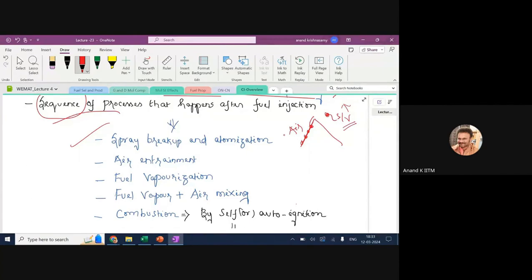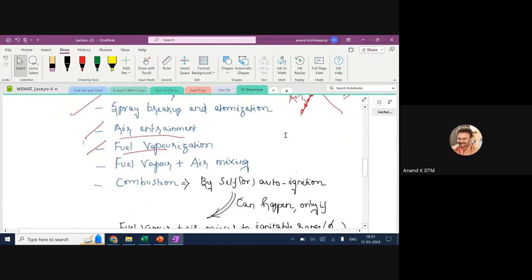So once you form the drop, the air will go and occupy this space. There is something called air entrainment that happens. Once air is entrained, the latent heat will be absorbed. There is a vaporization. So this happens one after other; there is a sequence of events. Once gas phase is formed, you have a vapor. This vapor has to mix with air and you have to reach ignitable range. So fuel air mixing is happening once gas phase fuel is available in the cylinder. And then finally you have combustion, that is radical formation.